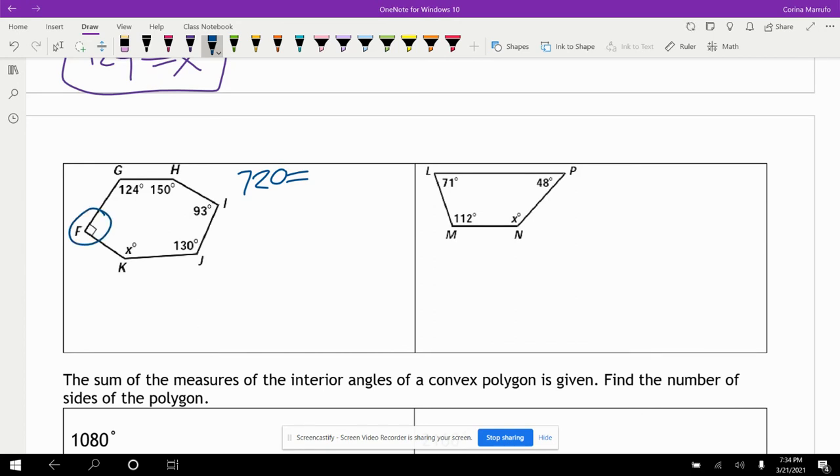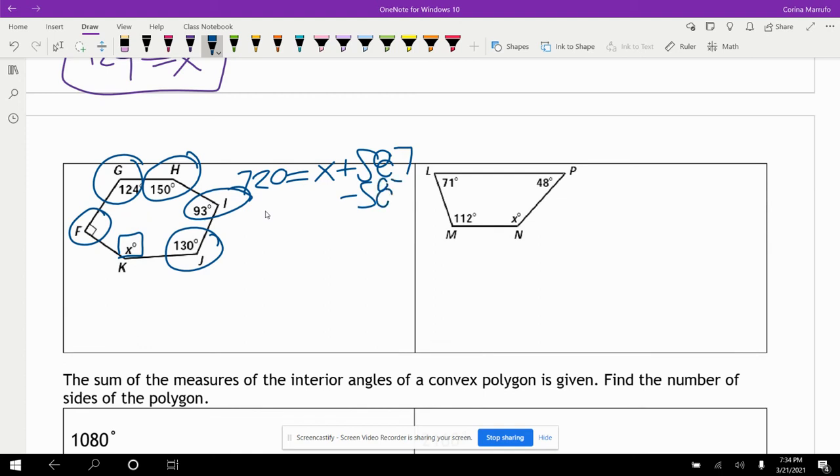So this is 90. This is 124. This is 150. This is 93. And this is 130. And then this is x. This one doesn't add up to anything because it is not a like term. So I'm going to go ahead and add those up already in my calculator. Now, don't forget the 90 because they didn't put a number there, but we know that little box means that it is 90 degrees. So I'm going to go ahead and add them up together, and that gives me 587.